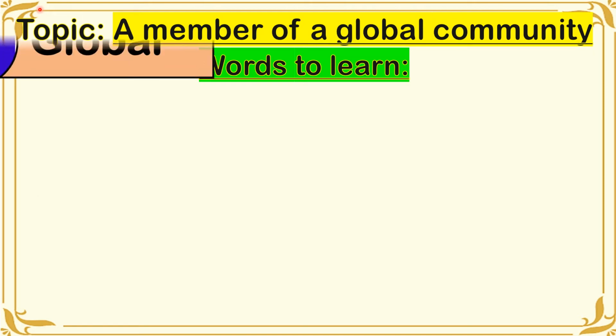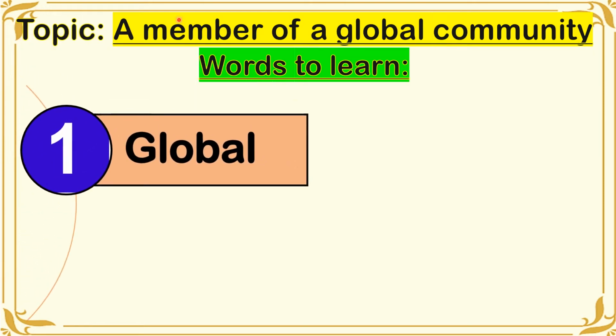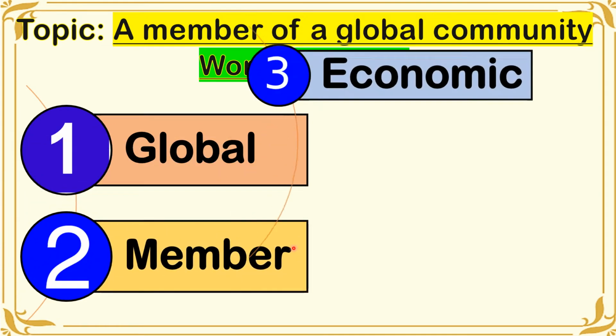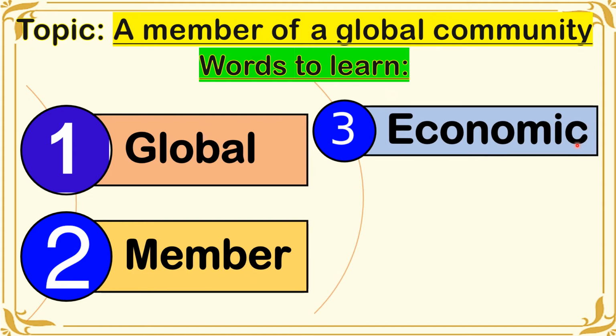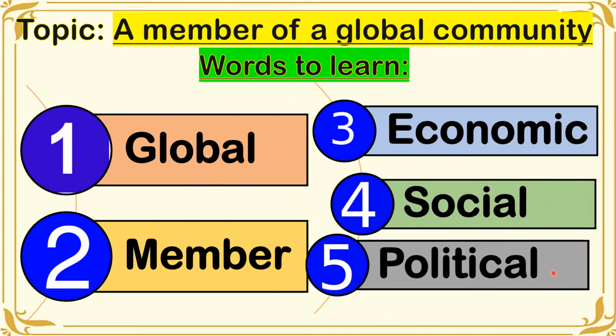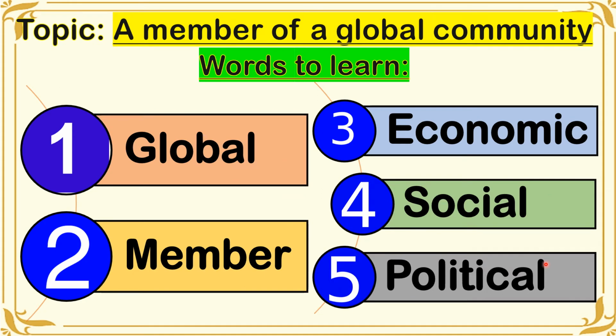Let's start reading. Number one, global. Number two, member. Number three, economic. Number four, social. And number five, political. So let's discuss these words one by one.